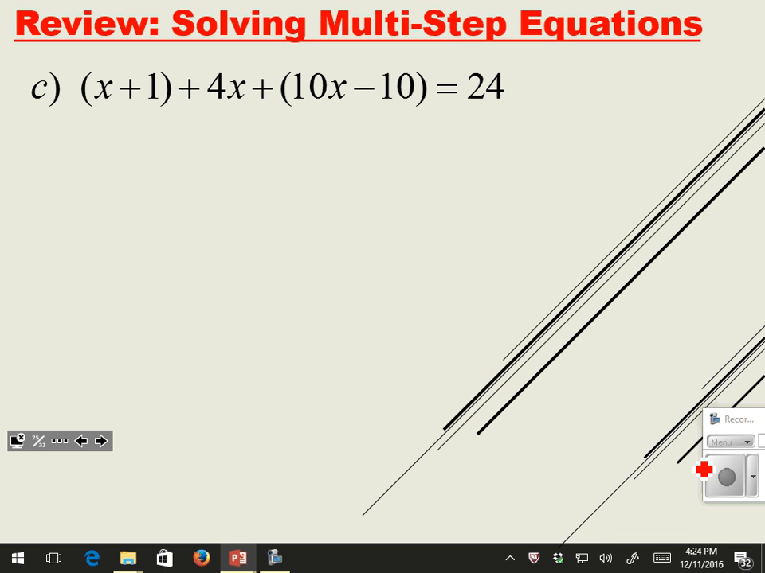Okay. For letter C, let's add all of our like terms. X, 4x, 10x. X plus 4x plus 10x is 15x. 1 minus 10 gives me a negative 9, equals 24. So I've simplified everything to the left of the equal sign, and I get 15x minus 9 equals 24. The next thing I'm going to do is add 9 to both sides.